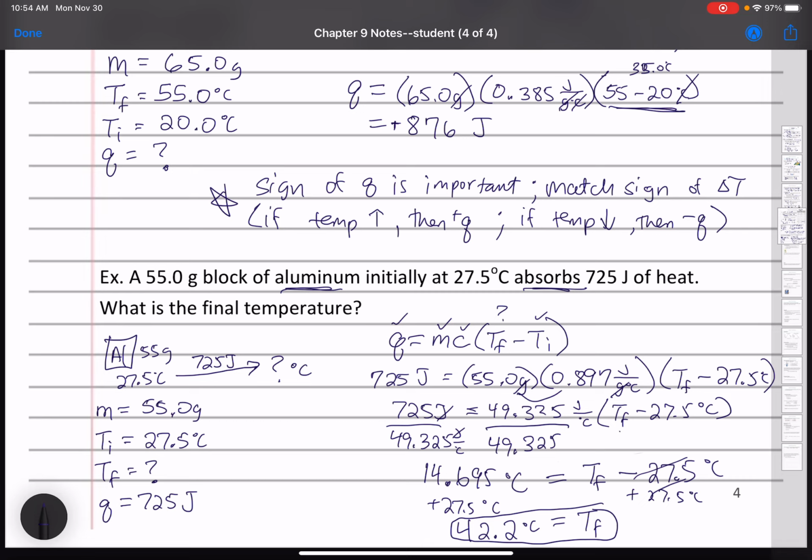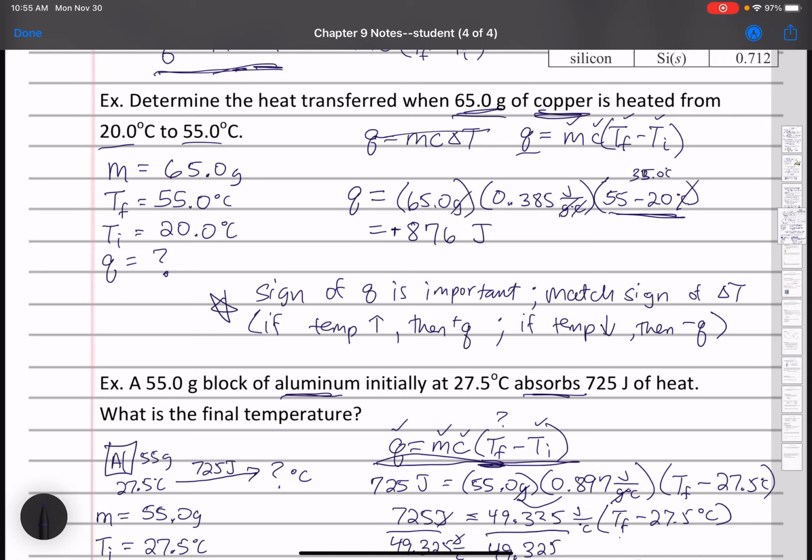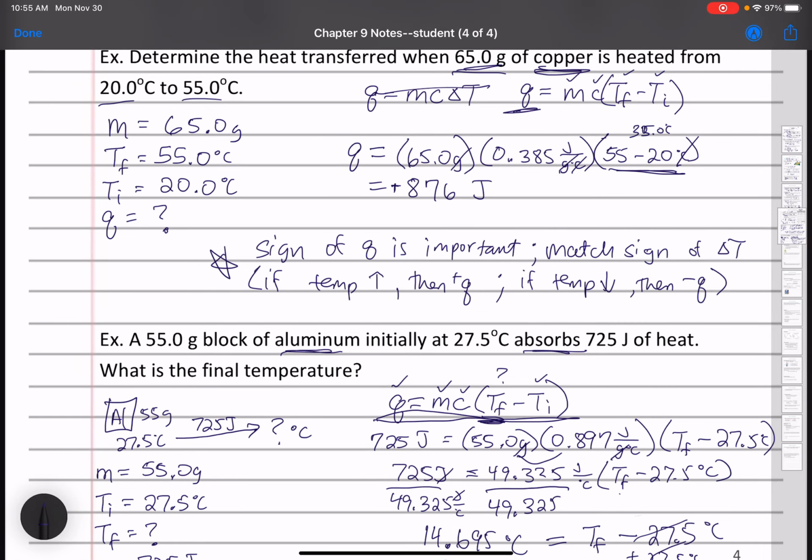So these two problems just show you that in this equation here, you could be given different variables and asked to solve for different variables. So in this one, we were asked to solve for the final temperature. In the one up here, we were asked to solve for the heat. So just pay attention to what you're being asked to solve for, but you're essentially using that same equation.